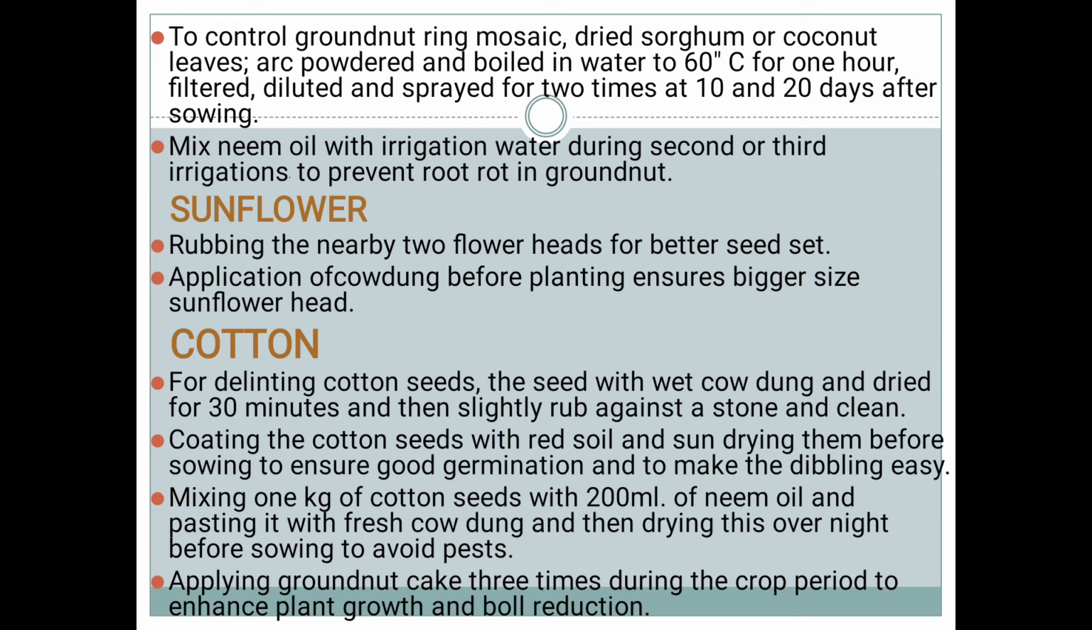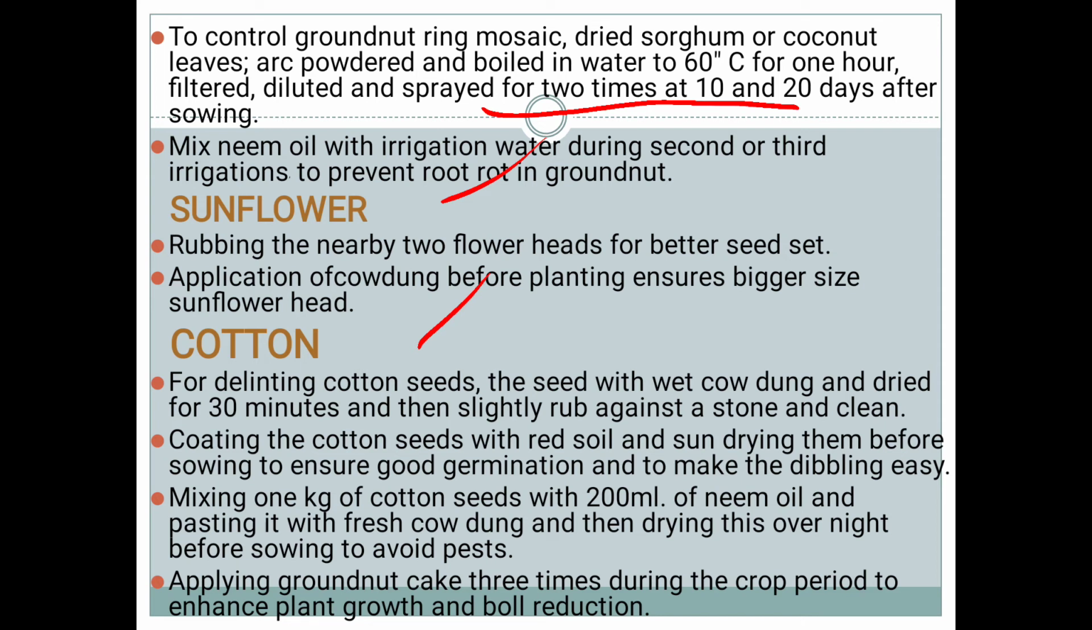To control the groundnut ring mosaic, dried sorghum or coconut leaves and earth powder are boiled in water at 60 degrees Celsius for 1 hour, and this water is filtered, diluted and sprayed 2 times at a 10 to 20 days interval after sowing. Mix neem oil with irrigation water during the second or third irrigation to prevent root rot in groundnut. Sunflower rubbing is a practice in sunflower, rubbing two nearby flower heads for better seed set. Application of cow dung before planting ensures a bigger sunflower head.